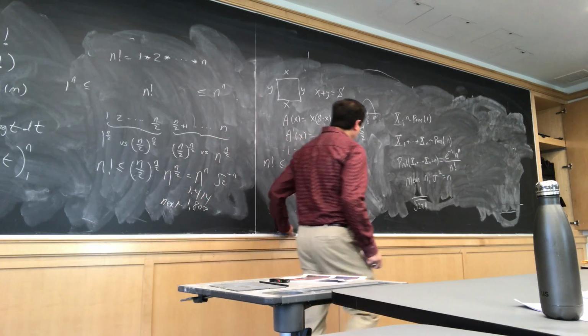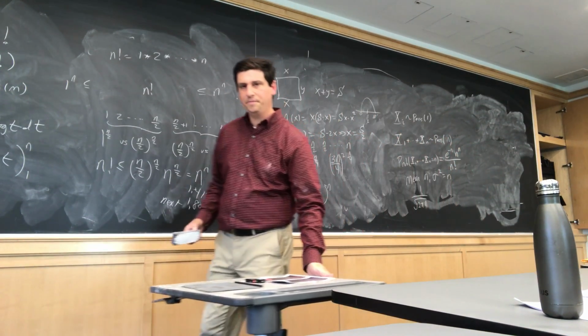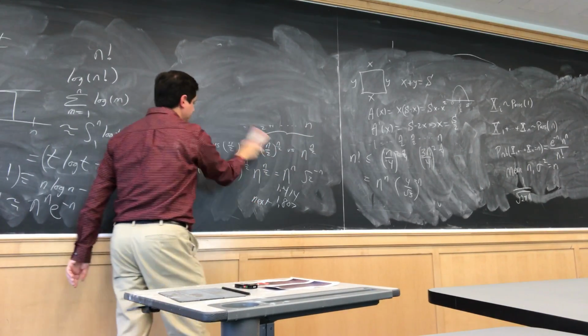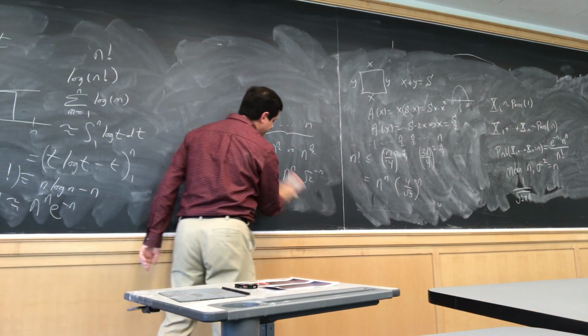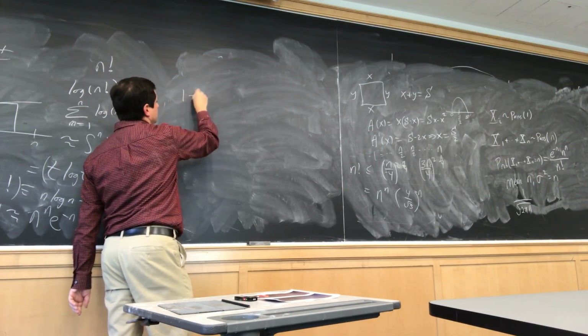I'll do one more example. Oh, I want to keep this on the board, so I'll erase this part over here. So there's a sum you should all have seen: 1 plus 2 plus 3 all the way up to plus n. So what's the sum of the first n integers?